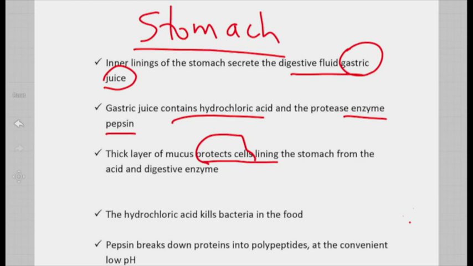The hydrochloric acid kills bacteria in the food. As you eat, the food may not be sterilized enough, so it may have bacteria swallowed into the stomach. Then the HCl, the hydrochloric acid, will kill the bacteria, in addition to making the pH condition of the stomach conducive for the function of the enzyme pepsin, that is the acidic condition. So HCl will do two things here: kill the bacteria coming with the food.